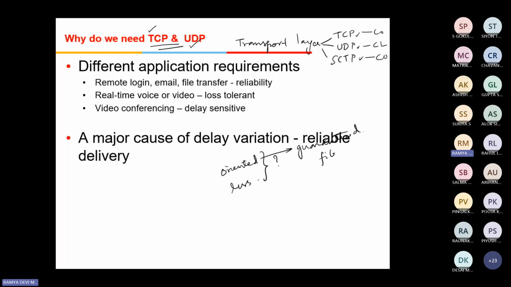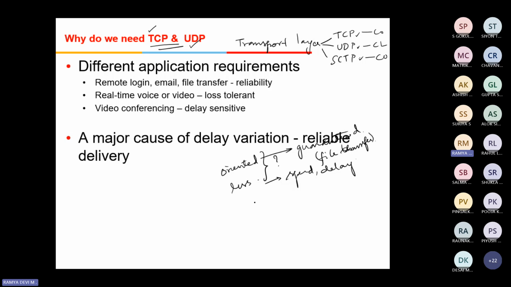For example, I'm transferring a file. File transfer is happening, so it should be a guaranteed one. If the file that has been shared has not reached the destination, there is no need of sending the file, and it also needs accuracy. Other applications like voice and video conference need speed as a priority. They also need minimal delay. That's why we use two different protocols.